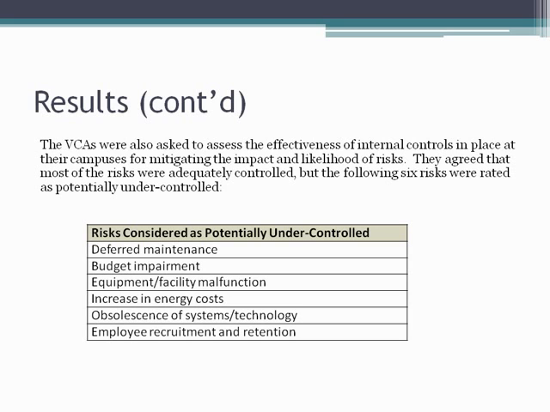intensity, if you will, and I'm sure it's not a shock to folks that deferred maintenance is at the top of the list, followed closely by budget impairment, and those two do tend to go together. In addition, equipment and facility malfunction was identified as something that was potentially under controlled. Increases in energy costs, obsolescence of systems and technology, and employee recruitment and retention were the 6 risks that were identified as being potentially under controlled.